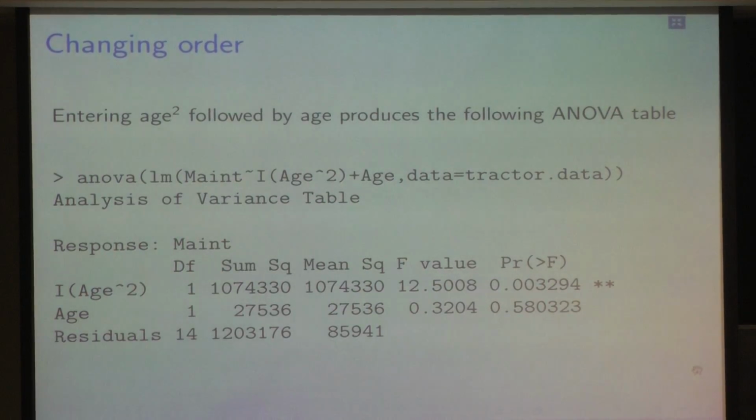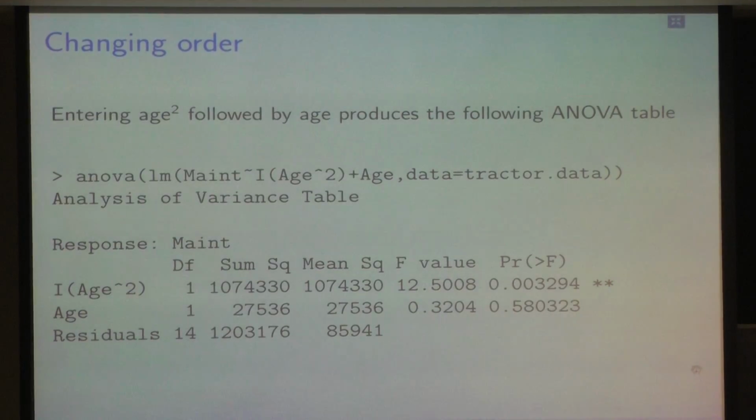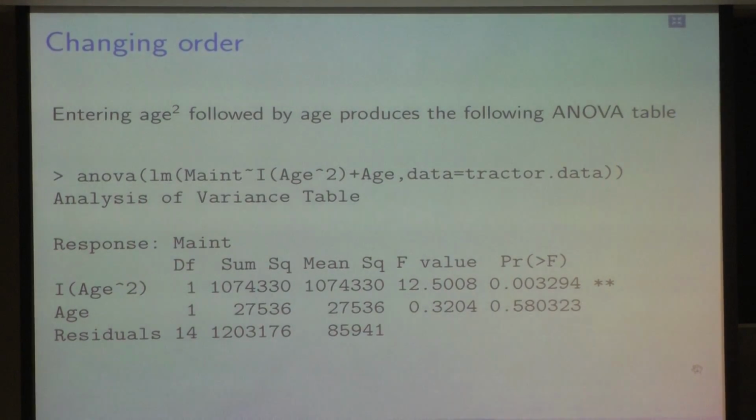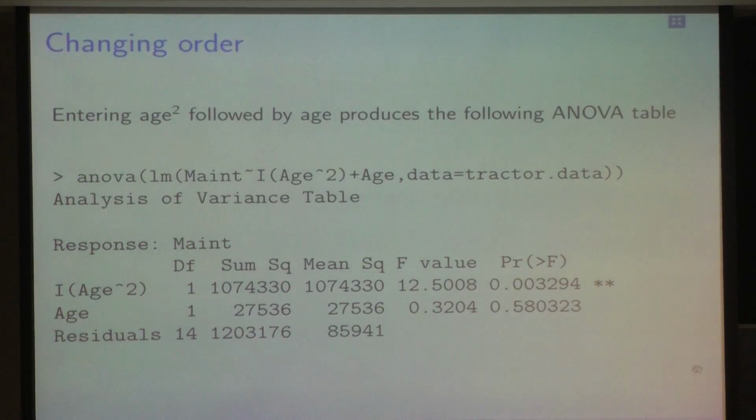So if we add age first, there's evidence that we should do that, but then no evidence that we should add in age squared. If we add age squared first, there's evidence that we should do that, but then no evidence that we should add age.